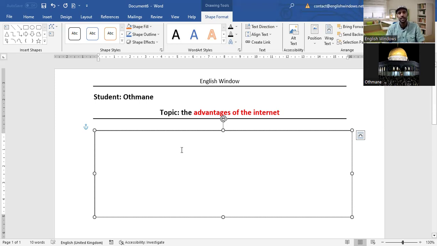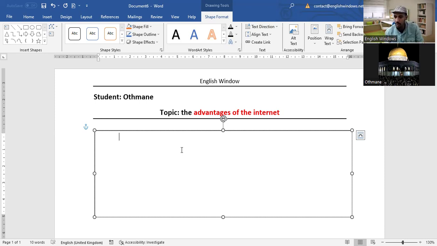My prior knowledge. So I would say, for instance, no one can deny that the internet has so many advantages. Or the internet nowadays has deeply influenced our life. Okay, and we'll talk later about the advantages of the internet.